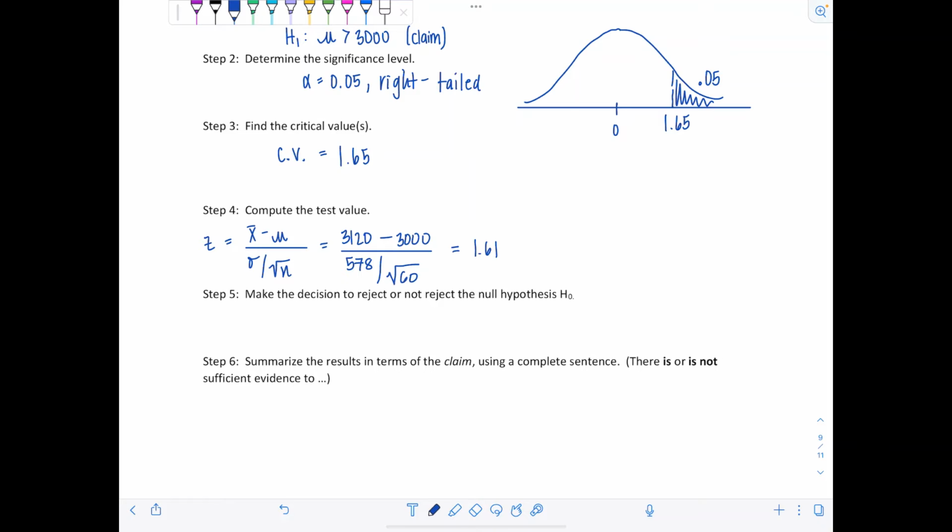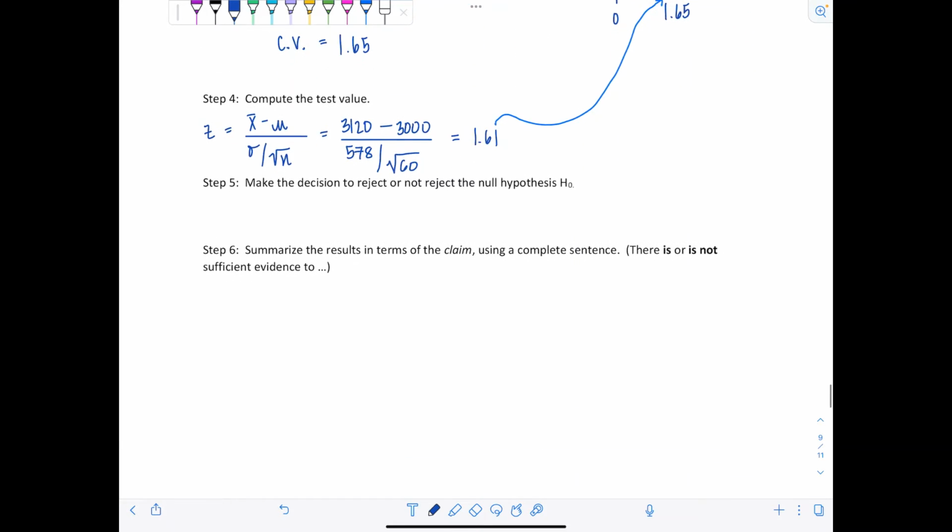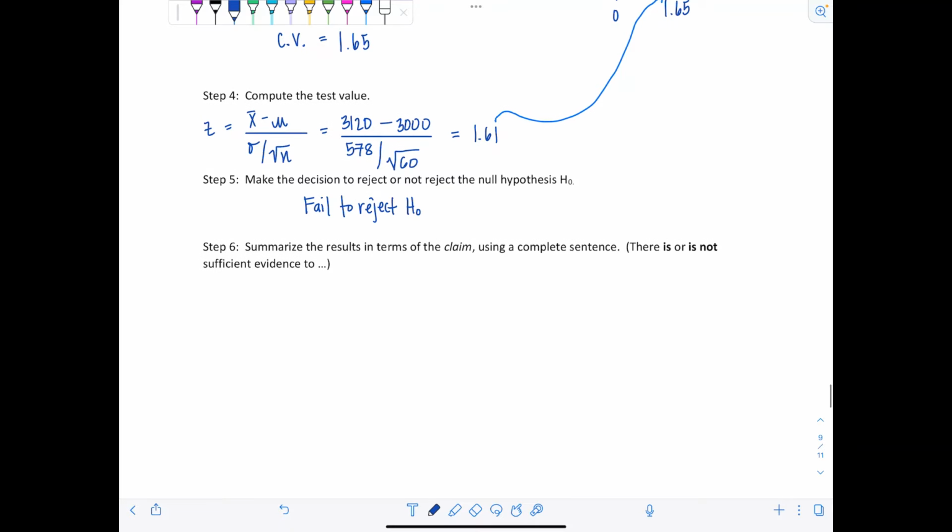1.61. Okay, so where does that fall? Is that more extreme than our critical value? It's so close to it, but no, here's 1.61. So this is the non-critical or non-rejection region. 1.61 is not more extreme than our critical value. So what's our decision? We do not reject the null. We fail to reject H naught. And then let's summarize, okay?